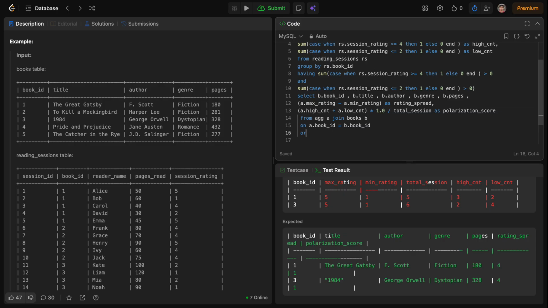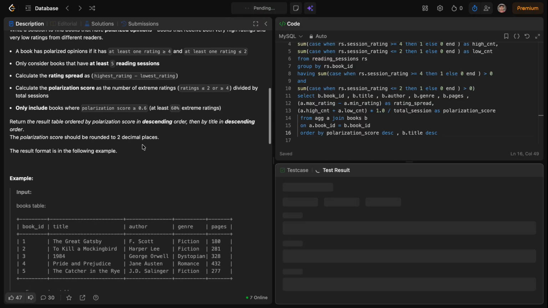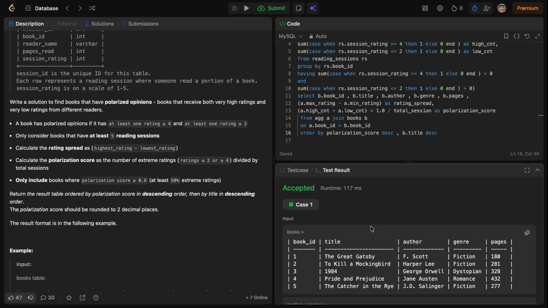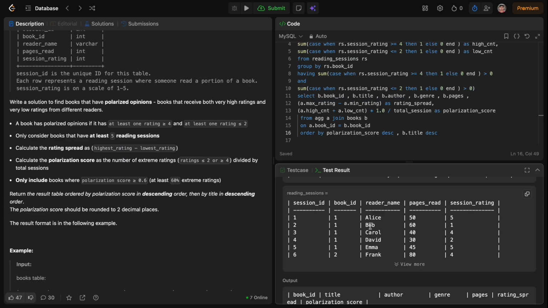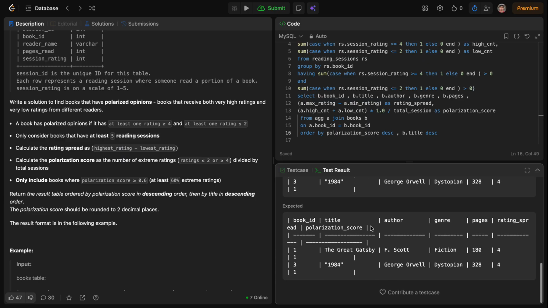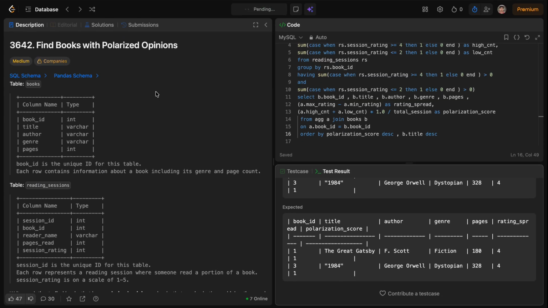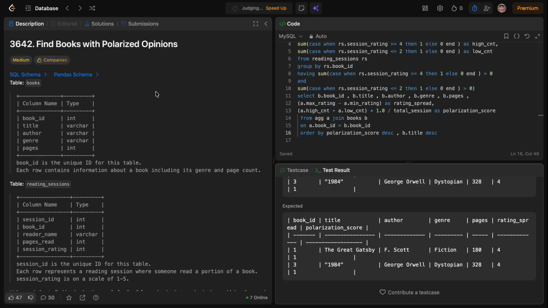Okay, now the ORDER BY in the format: first the polarization score in descending order, and then B.title in descending order. Okay, so now run this and let's see what it returns. Okay, as expected, it runs successfully. It accepted the test case, so the output is the same as expected. So now submitting this.